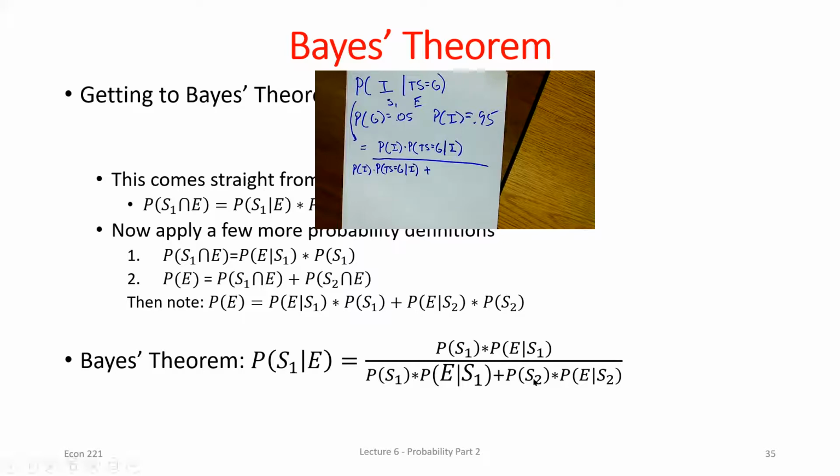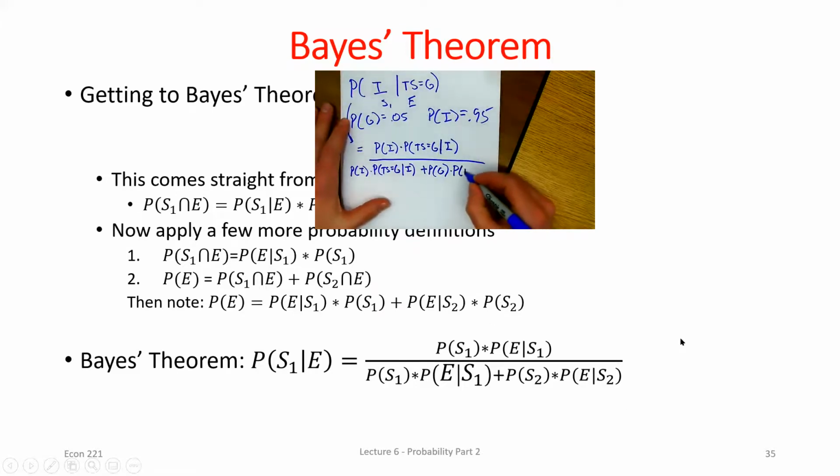What's my S2? My first state of nature is being innocent. S2 would be that I'm guilty. So the probability that they're guilty times the probability of E given S2. Well, my E was that the truth serum makes them say they're guilty, given that S2, which is that they actually are guilty.